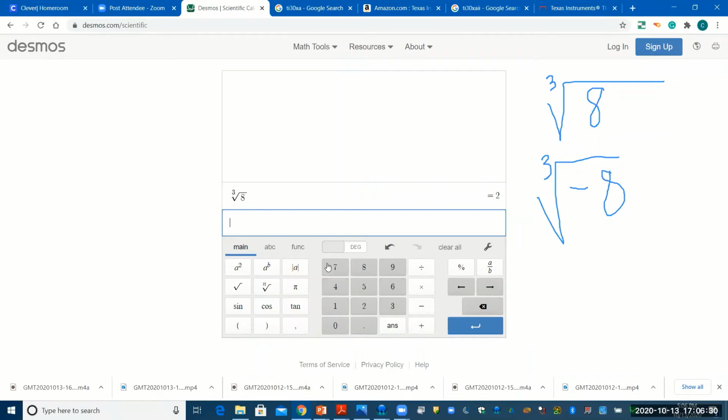Then in the next one, we would press the same button, the one with the little n next to it. The 3 goes on the outside, and -8 goes on the inside. And that gives us -2. So that should be what you get as the correct answer.